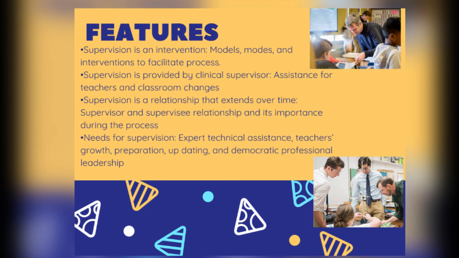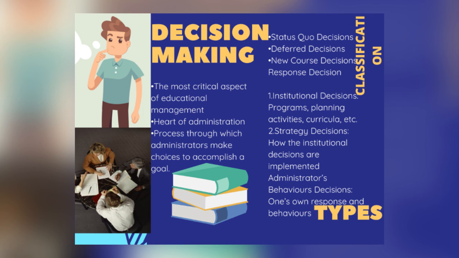We have different types of decisions. First, we have institutional decisions, which are decisions related to schedules, policies, activities, programs, curricula, and everything related with the quality of an institution. Then we have strategy decisions, which are decisions to identify the appropriate strategy, tactics, and different kinds of movements to see how the institutional decisions should be implemented into the institution. And finally, we have the administrator's behavior decisions, which are decisions about one's response and behaviors. So here, administrators must know themselves well and also others from the institution.